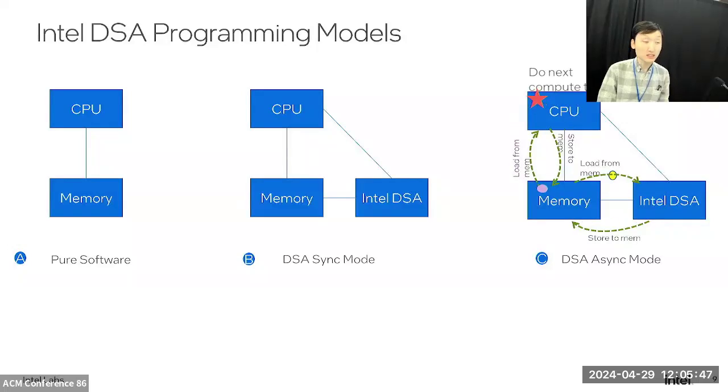With DSA asynchronous mode, after submitting the descriptor to the DSA hardware, the CPU can continue to work on the next task simultaneously. The next task can be software running on the CPU or another DSA descriptor to the DSA hardware.